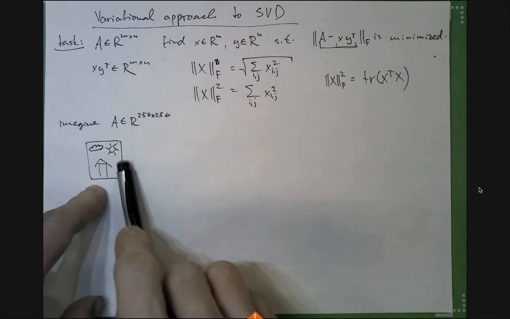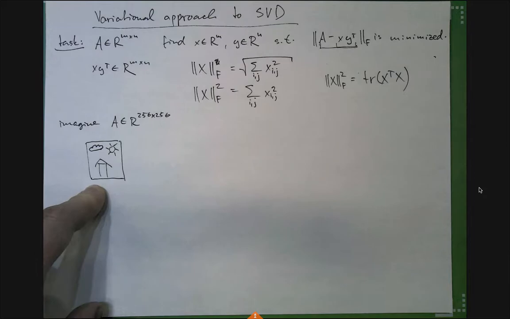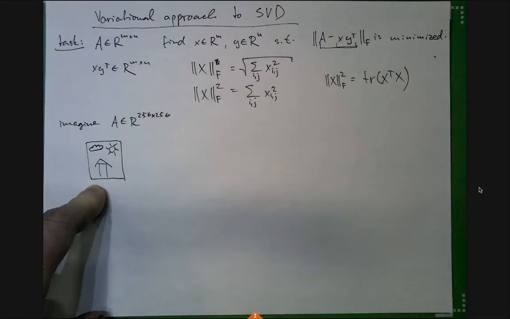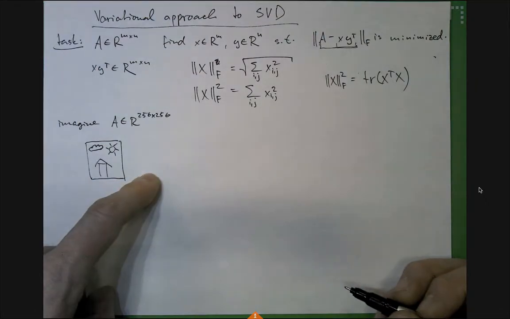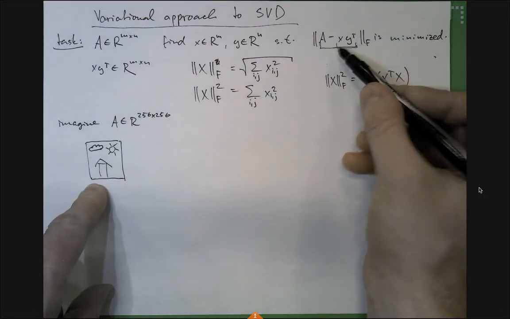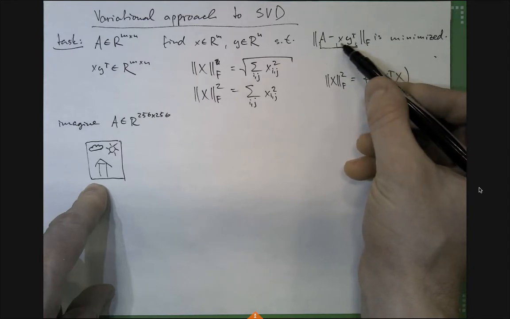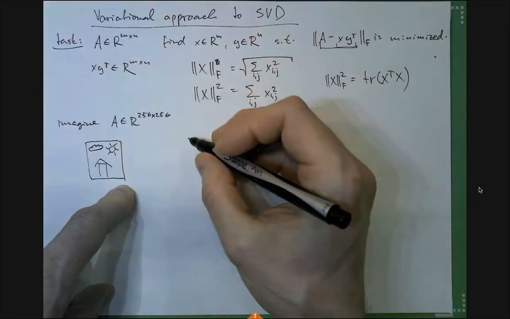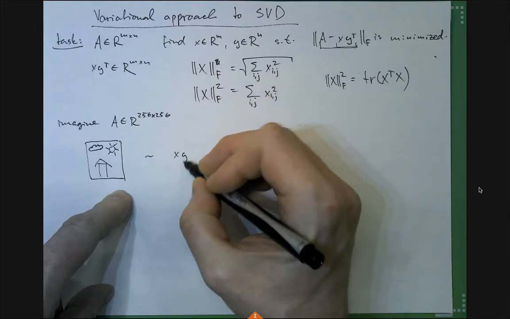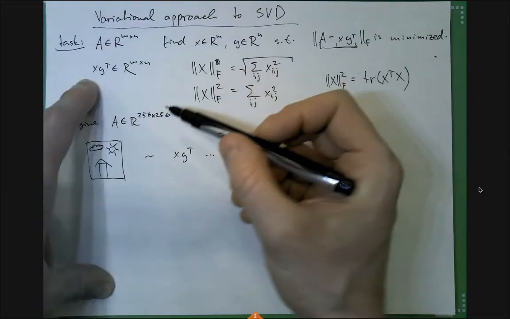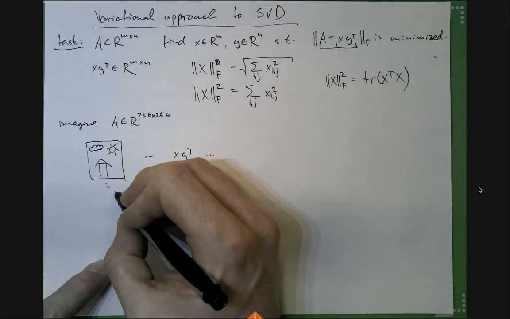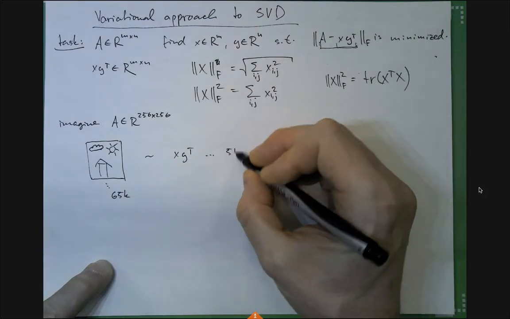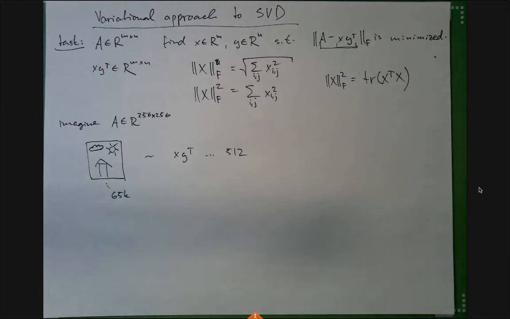Because how much memory do you need to store this image? Is it 256 by 256? How many numbers do you need to store that? Some 65,000, right? 65,536 or something like that. If you want to approximate it by an outer product, by some xy^T, how much memory do you need to store the vectors x and y here? So this would be 65k. This would be 512 values, right? So it's pretty dramatic compression, right?